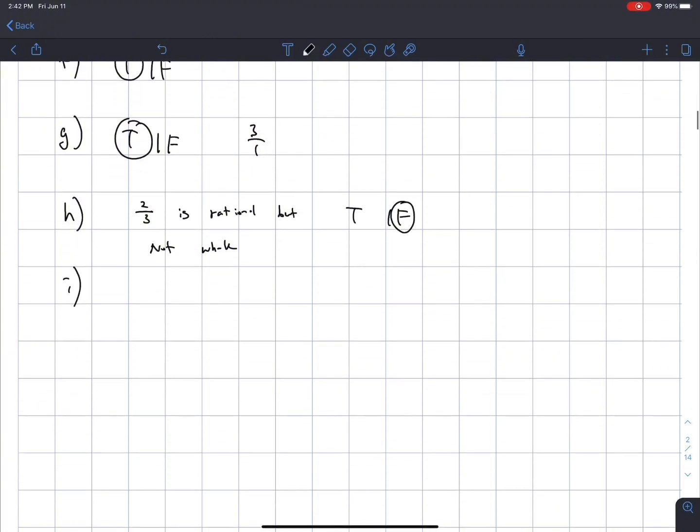Every natural number is whole. Yes, that's correct. All the natural numbers are 1, 2, 3, keeps on going. And the whole number is just including the 0, right? So yes, all the natural numbers would also be considered as whole numbers.